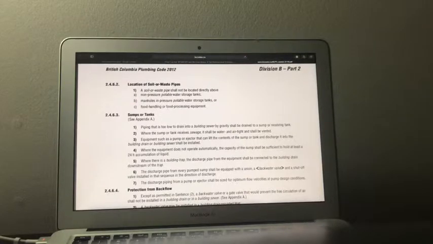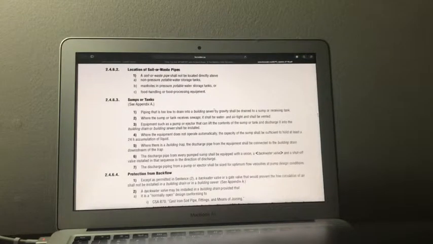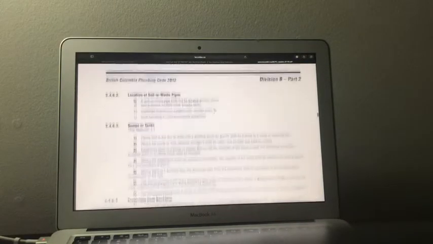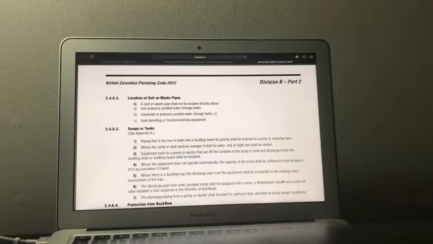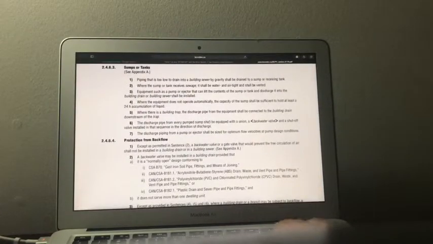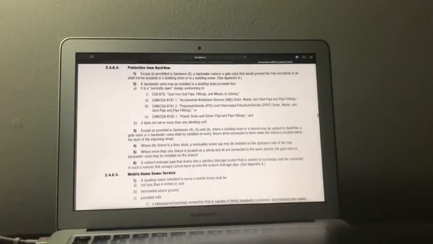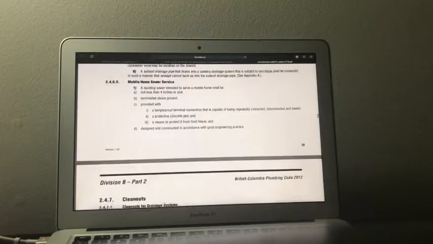Food handling or storage processing equipment. Yeah, that's pretty straightforward. The drawings are never going to tell you to do that, but just watch out where you're plumbing. Sumps and tanks, we're not going to read about that. Protection from backflow, we're not going to read about that.